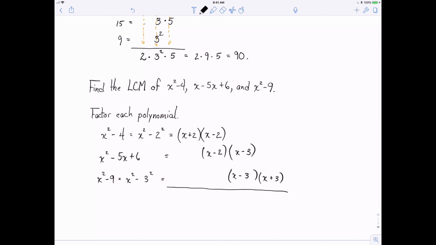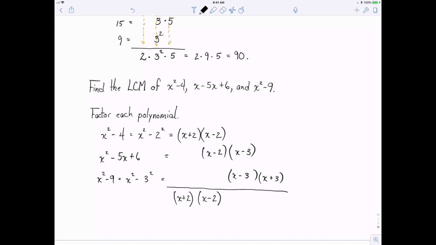So look at what I have. My first column is x plus 2. I have 1 x plus 2 for the first polynomial, none for the second one, and 0 for the third one. So I need 1 x plus 2. If you look at the next column, we have x minus 2's. Notice that the first two polynomials each have 1 x minus 2. The third one, x squared minus 9, has 0. So we need 1 x minus 2.